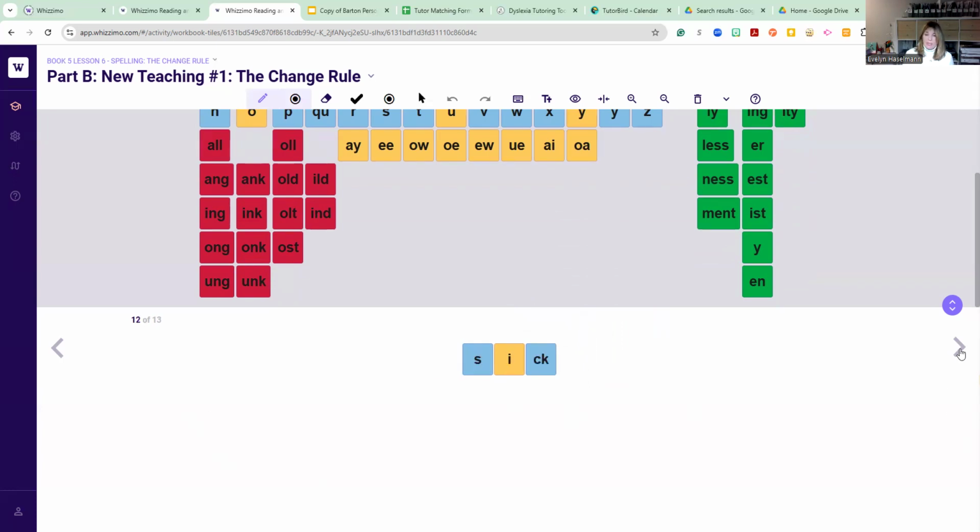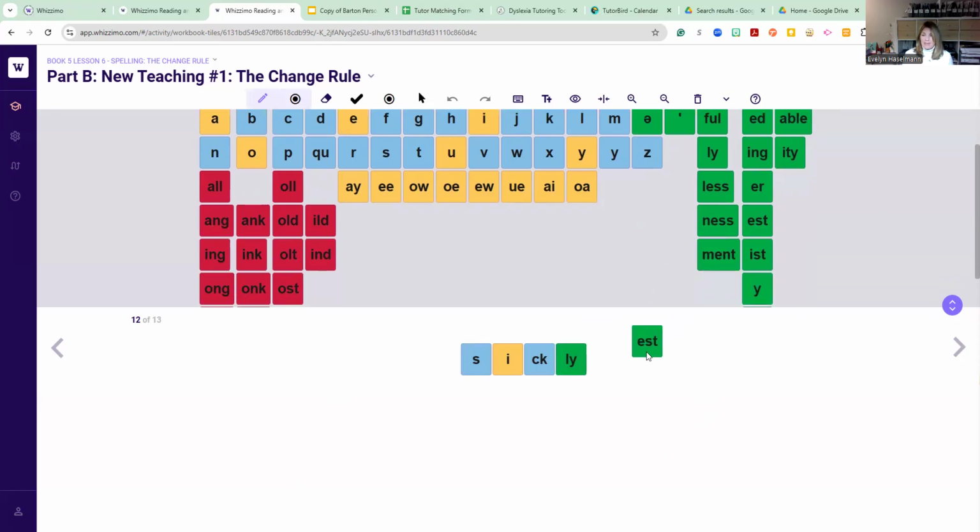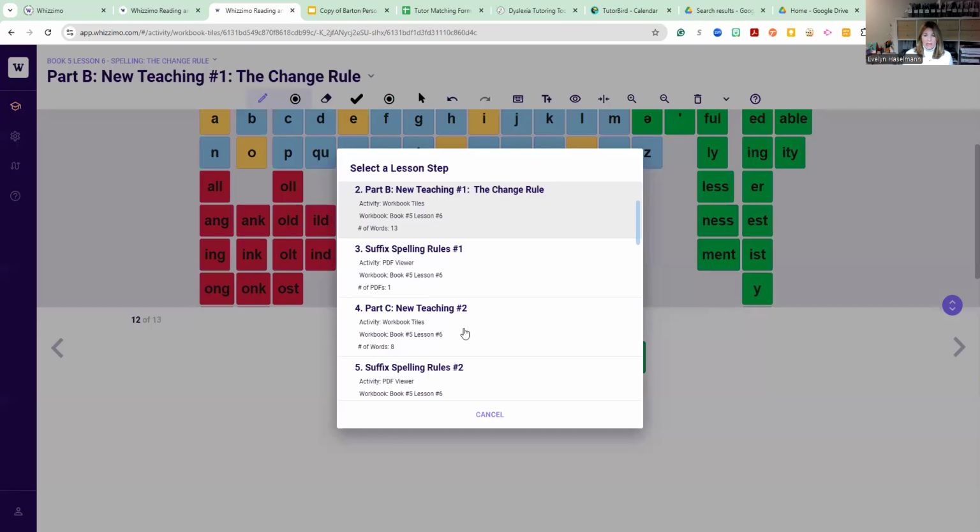We also talked about a word like sick, and then the word sickly. And then let's say you want to add est to it, like it was the sickliest kitten. Well, no matter where the Y is in the word, you will have to change it to an I. So in this case, the student would exchange that for an LI. So sickly to sickliest.